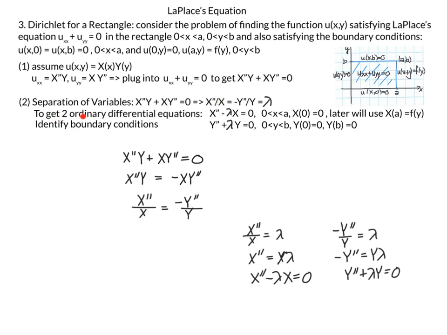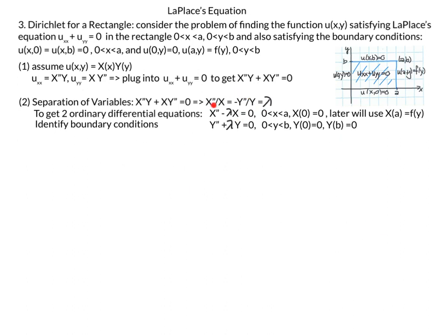So now we have two ordinary differential equations, and by ordinary, I mean we no longer have partial derivatives. In fact, because there's only one variable, you can only have normal derivatives. So our two ordinary differential equations will be X'' minus lambda X equals 0, and Y'' plus lambda Y equals 0. And here are the algebraic details I used to get the two ordinary differential equations.